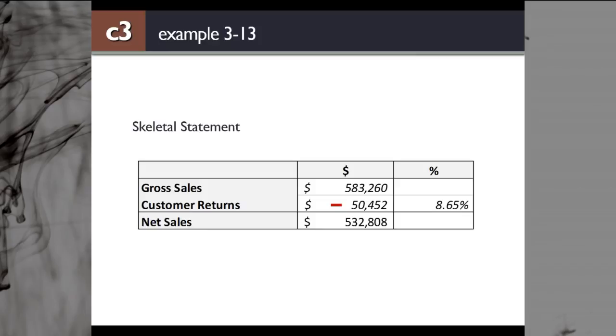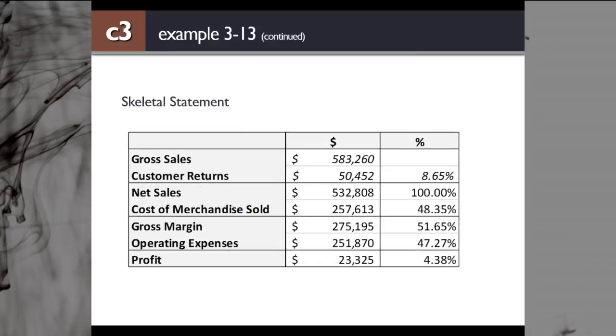Now you understand the difference between the gross sales and the net sales, and you also know how to calculate the customer returns percentage. So let's look at the next slide. If you remember from last time, for the bottom part, I'll show you all these profit and loss statements on the next slide. When you calculate all other percentages, your net sales will be considered as 100%.